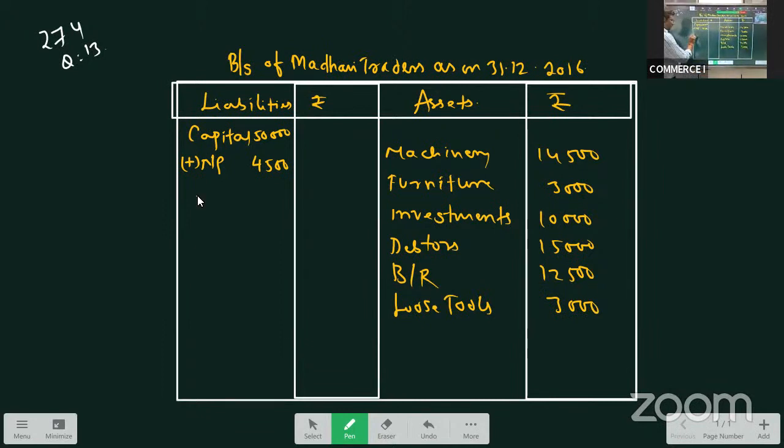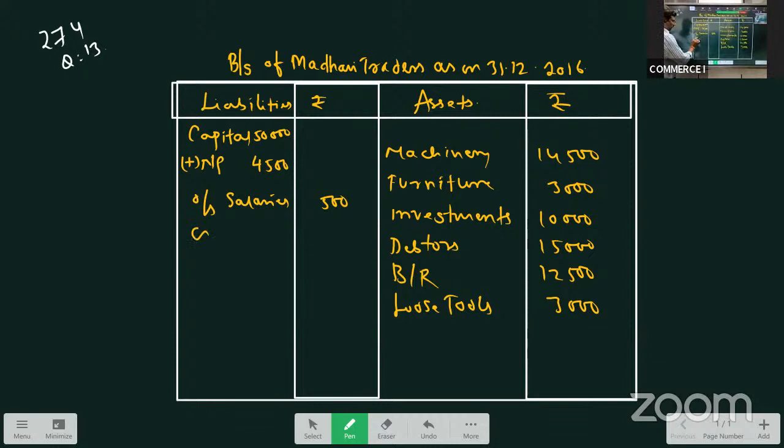Outstanding salary, that is salary payable. If only salary is there, it is an expense, we debit it to P&L account. Outstanding salary means the date is due, but it is not paid, then it becomes a liability, it becomes an obligation. Outstanding salaries are given as 500.